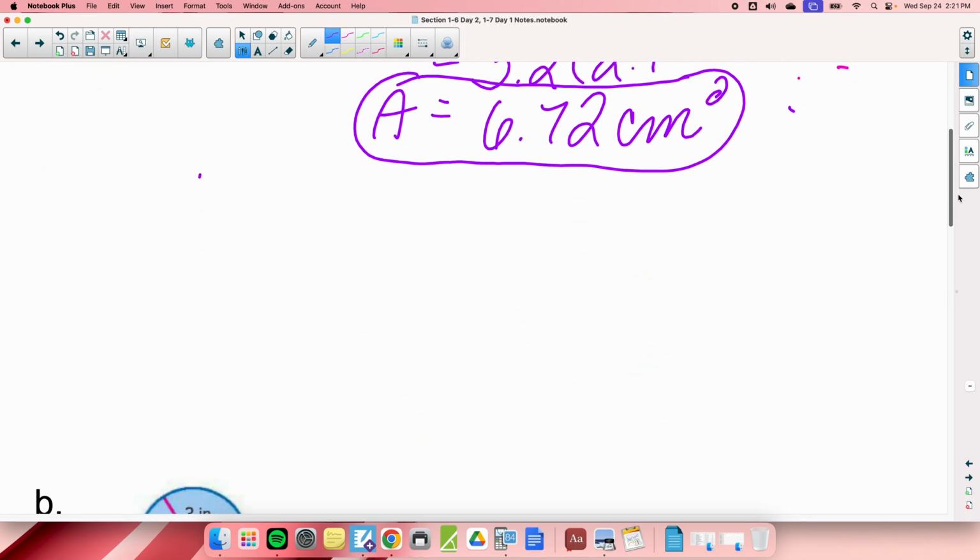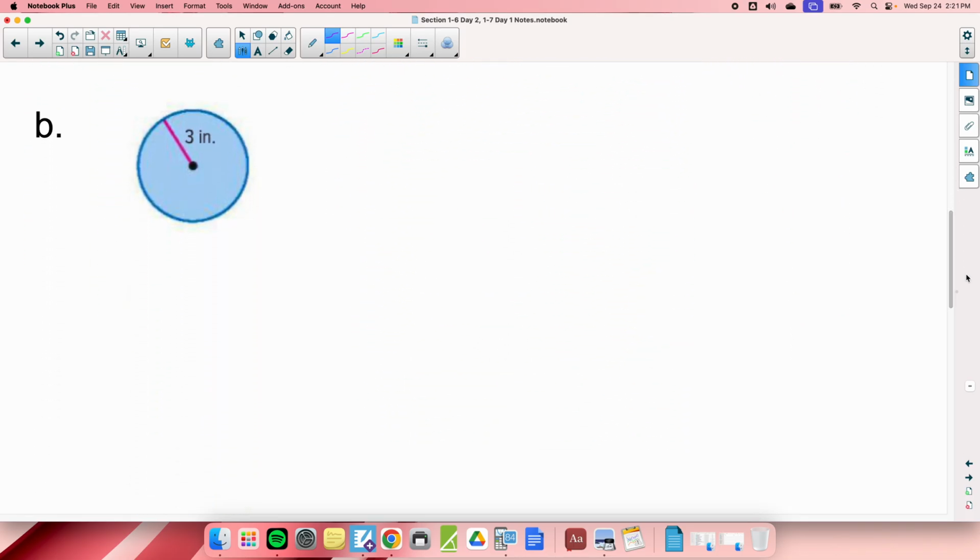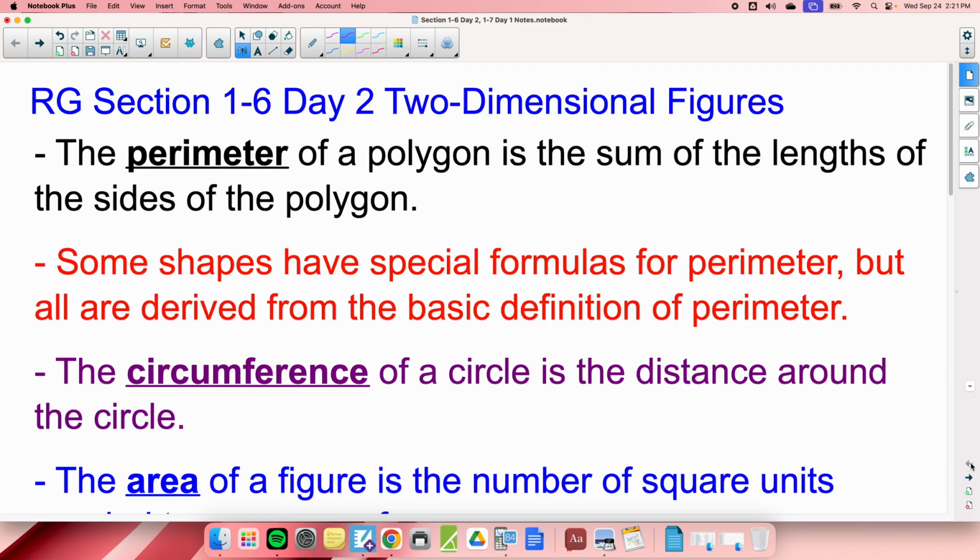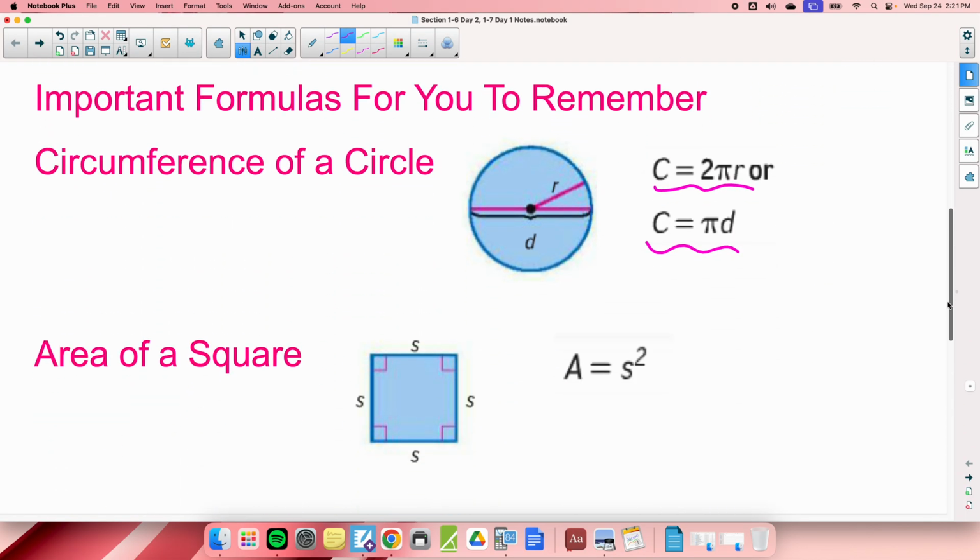Okay, now let's look at this. We have a circle. We have to find the circumference and area of that circle. You have a cheat sheet. Is this the radius of the circle or the diameter? If it's half, it's the radius. If you look at your cheat sheet under circumference, do you see how this has the radius? Okay.